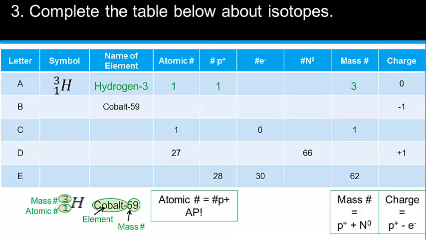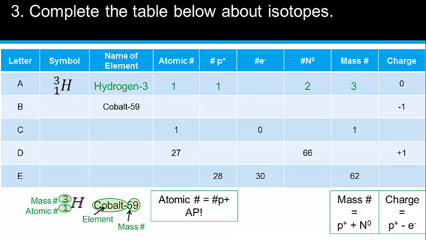Now to figure out the mass number, I'm going to have to add up the protons and the neutrons. We already know the mass number because it's given to us in the symbol. We've got 3, 1, hydrogen. So I know the mass number is 3. So if my mass number is 3, and one of those particles is a proton, then I must have 2 neutrons, because 1 plus 2 makes 3.